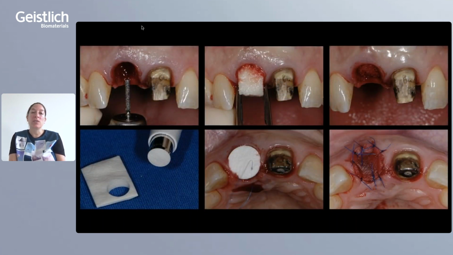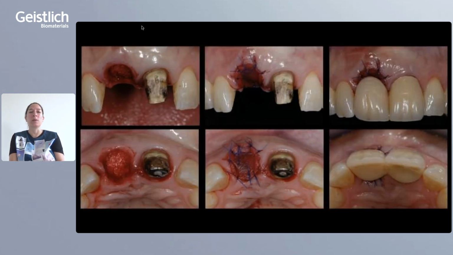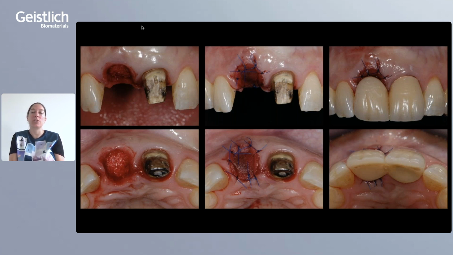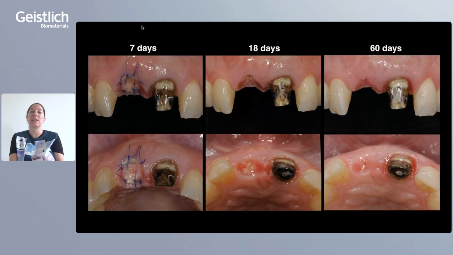So the tooth was extracted atraumatically, you see, also flapless. Then a ridge preservation procedure had been performed with a bone substitute material on the top and a soft tissue substitute material on the bottom. So a socket seal had also been performed along with the ridge preservation, and then a tooth-borne provisional was inserted, and the patient was left with chlorhexidine rinsing for 7 days.